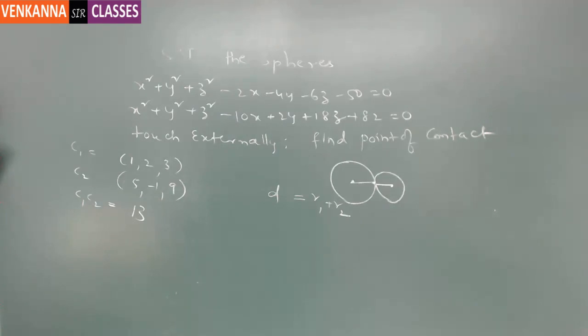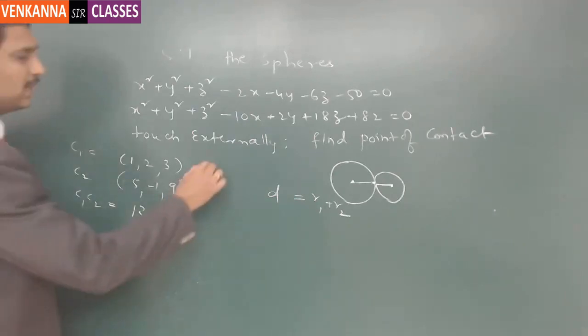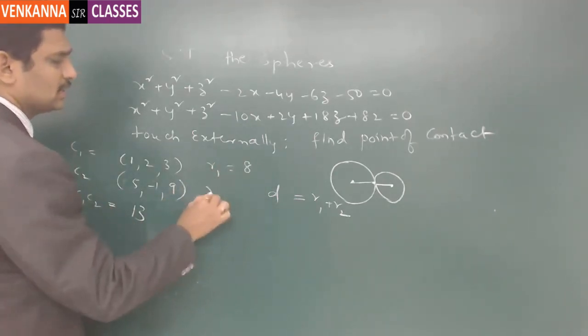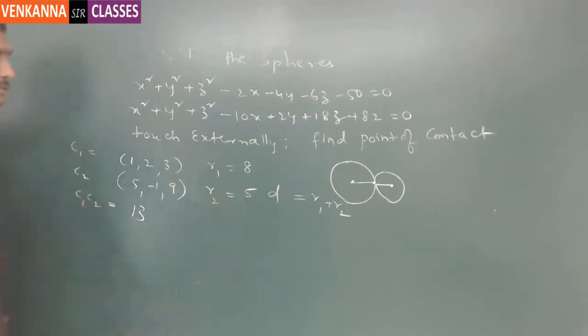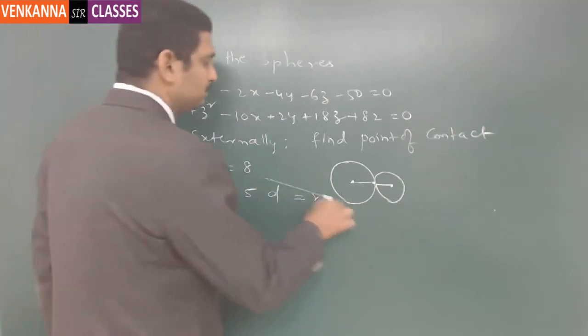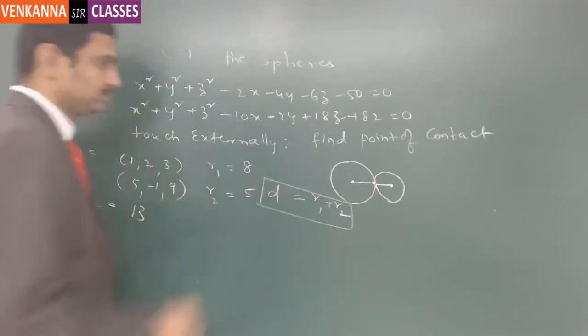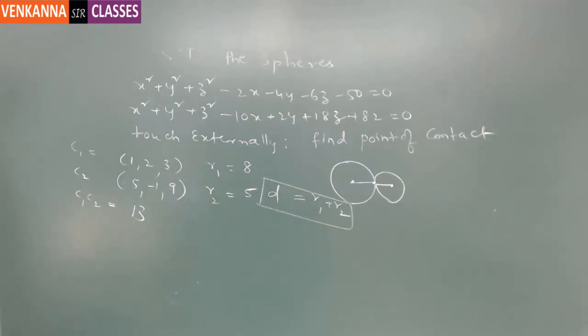Please check on that. And the radius for them is nothing but, for the first sphere radius is equal to 8, for the second sphere radius is equal to 5. Please do and confirm. Hence this condition is satisfied here. Any doubts for anyone?